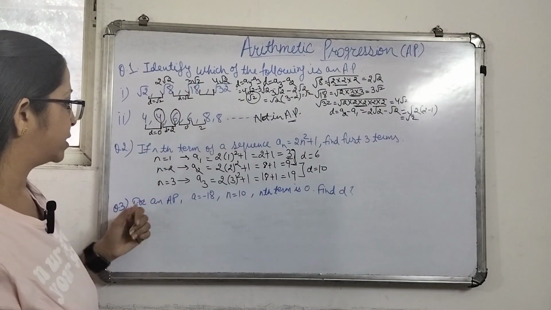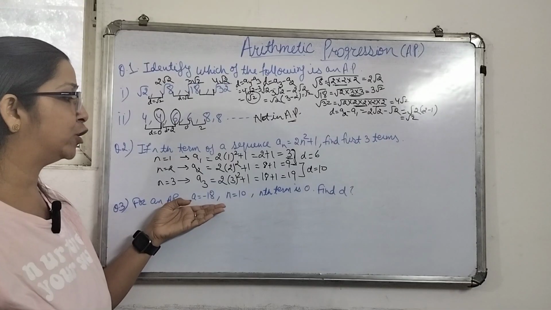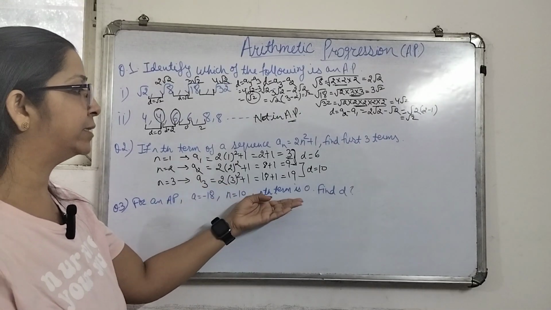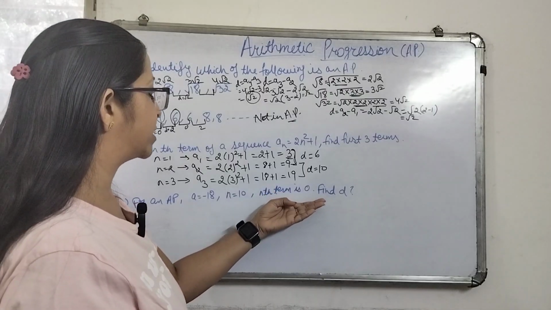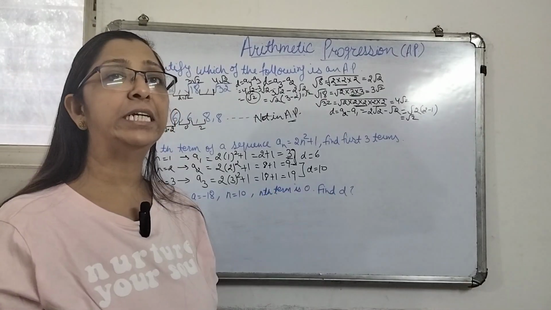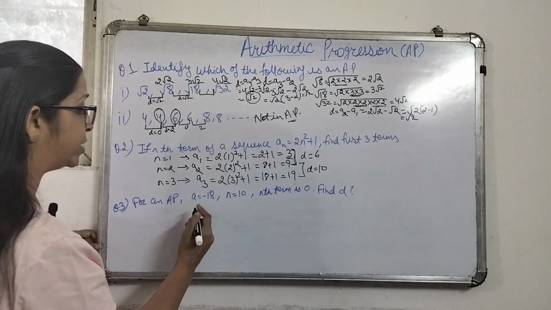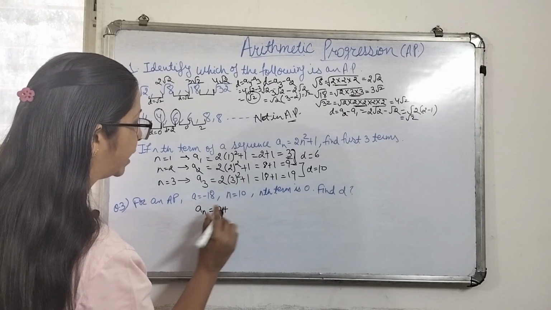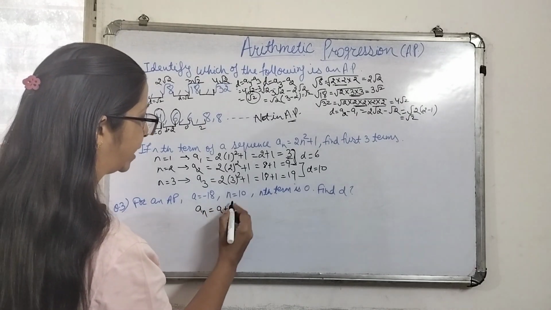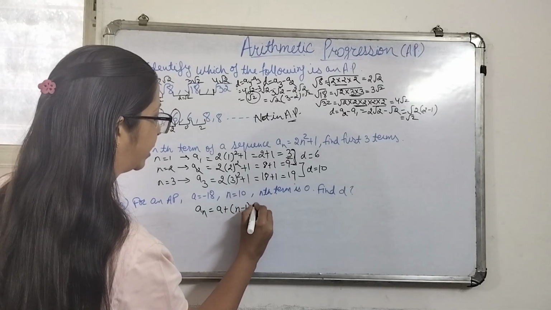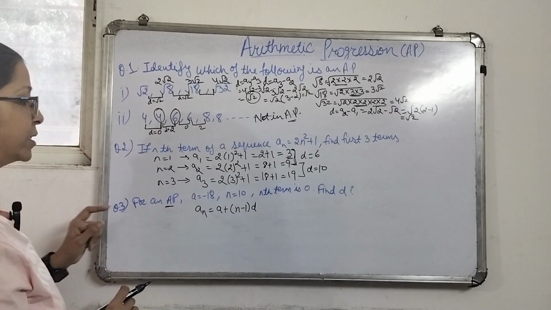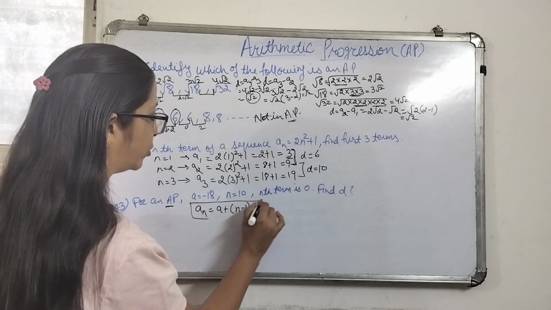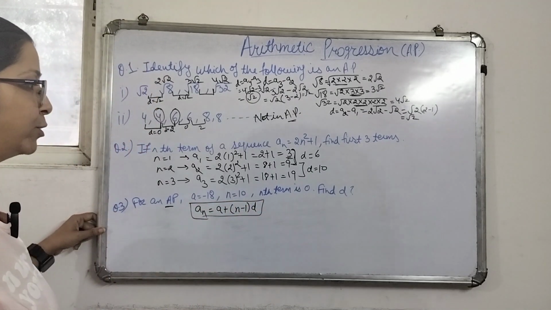Now the third question is, for an AP, if the value of a is minus 18, n is 10, means nth term is 0, what will be the value of d? Here we have just read that for finding the nth term, the formula we use is nth term of an AP is a plus n minus 1 into d, because it is given to us that the series is in AP. So we will be writing this formula, an is equivalent to a plus n minus 1 into d.